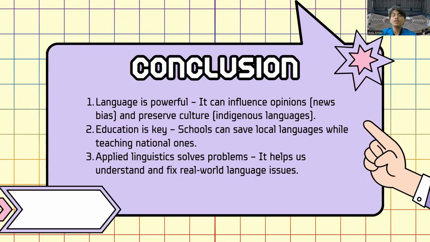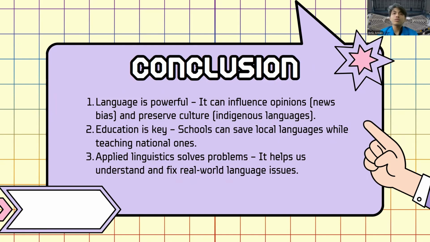And the last but not least is my conclusion. First, language is powerful. It can influence opinions, news bias, and preserve the culture. Number two, education is the key. And the last one is applied linguistics solves this problem.